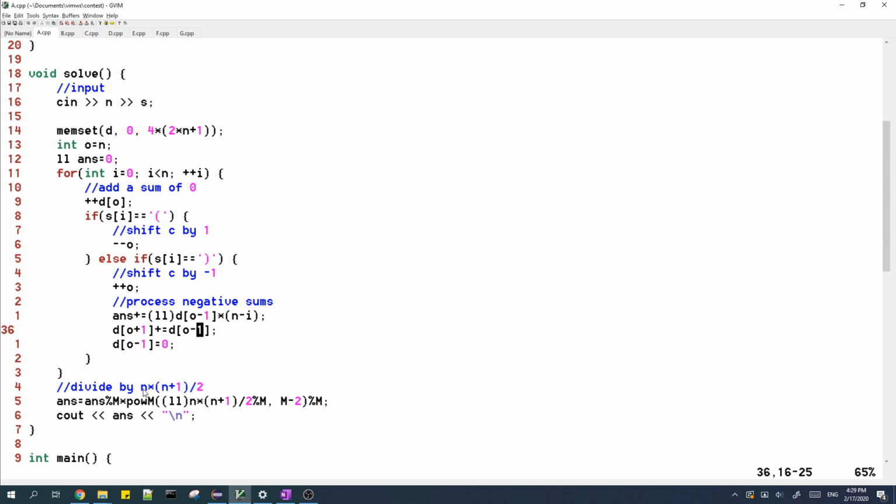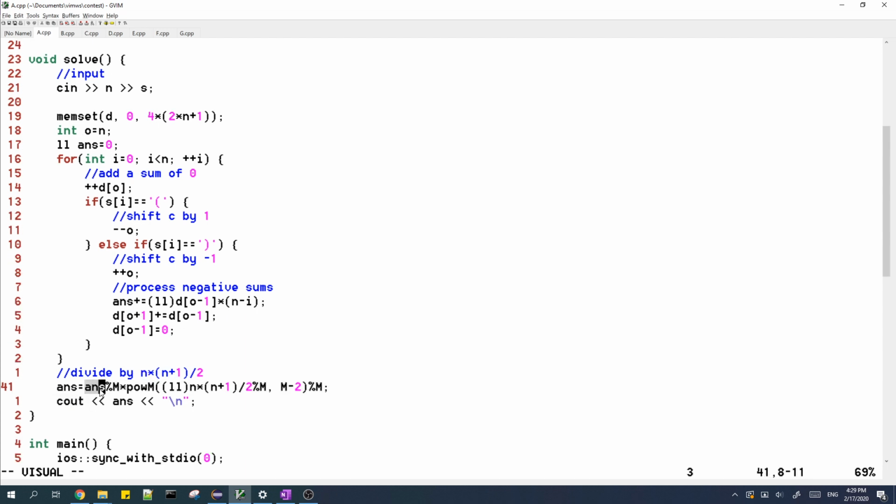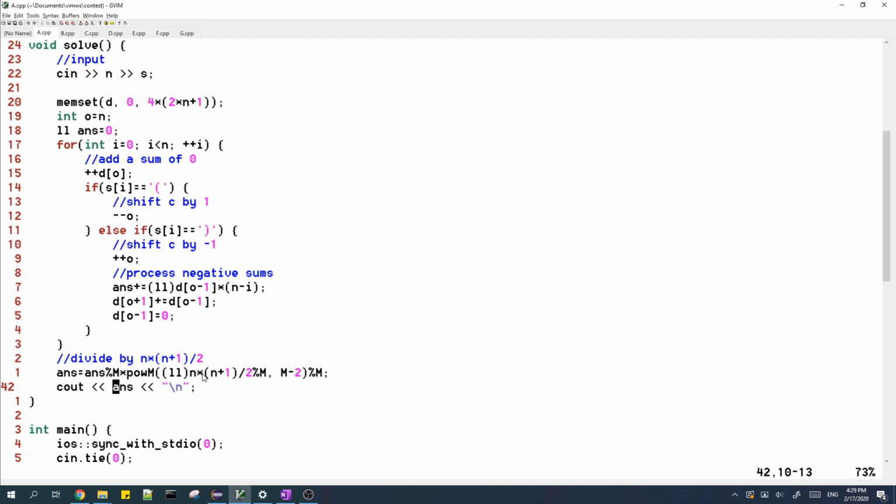And then the last part of the solution is our sum is stored in answer. And then in order to find the expected value, we need to divide by the number of subarrays, which is n times n plus 1 divided by 2. So I multiply the answer by the multiplicative inverse of the number of subarrays modulo m. And then I output the answer. So this is pretty much the first solution.